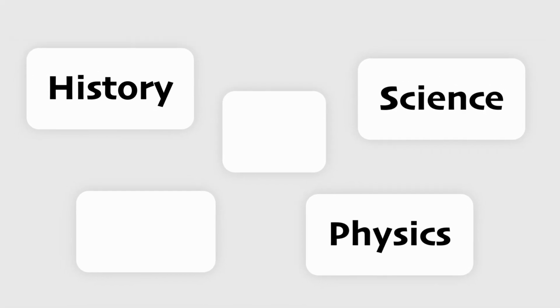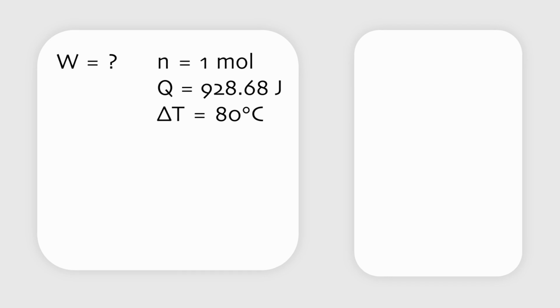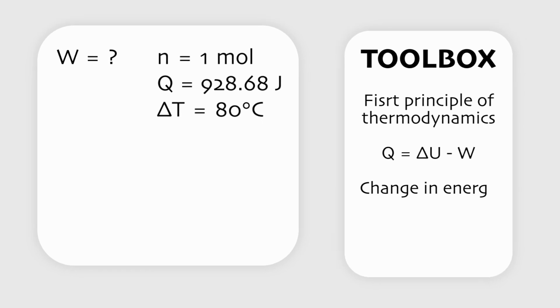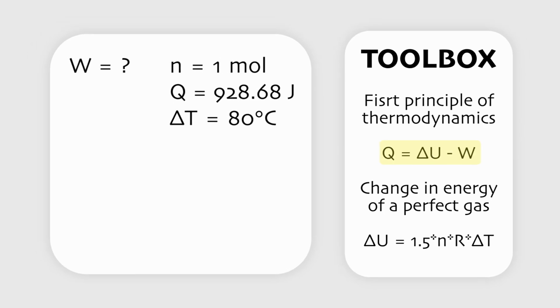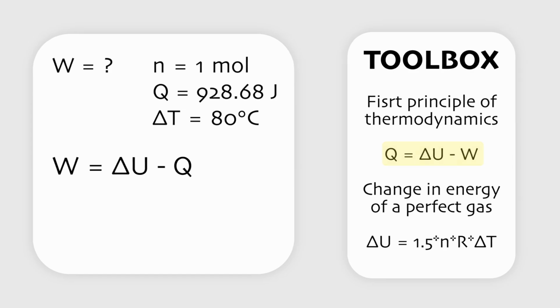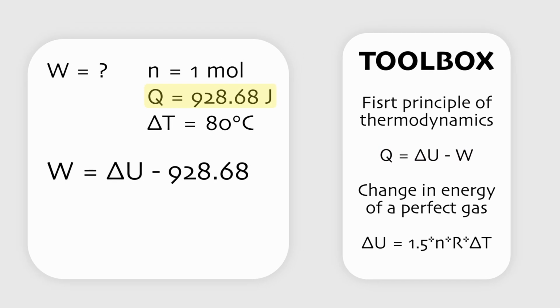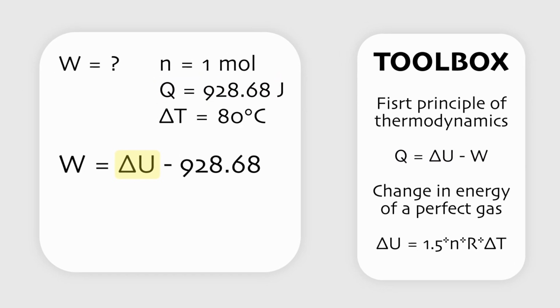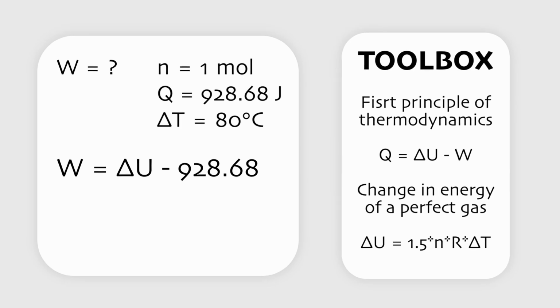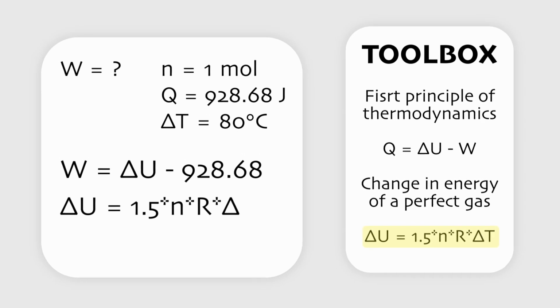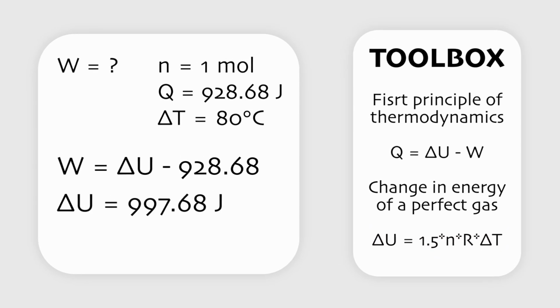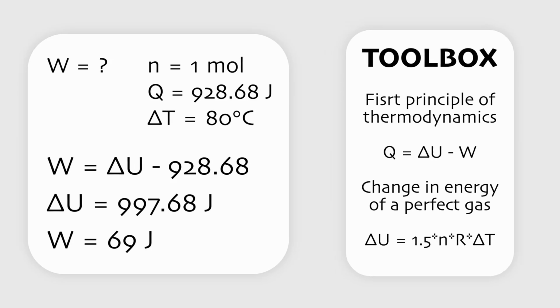I might be studying thermodynamics, and I have to figure out how much work some gas is doing using this data. In class, I had added two formulas in my toolbox, and one of them just so happens to contain work. I already know the heat added to the system, so I only need the change in internal energy. I look in my toolbox, and there's a formula just for that. Now it's just about doing some math, and I have my result.